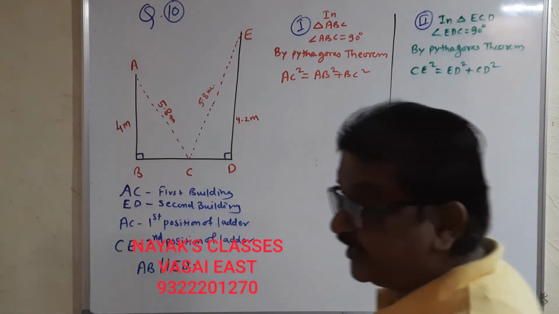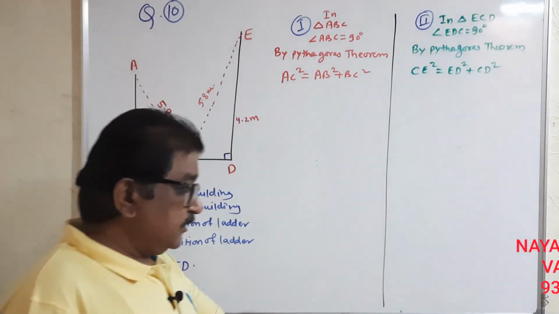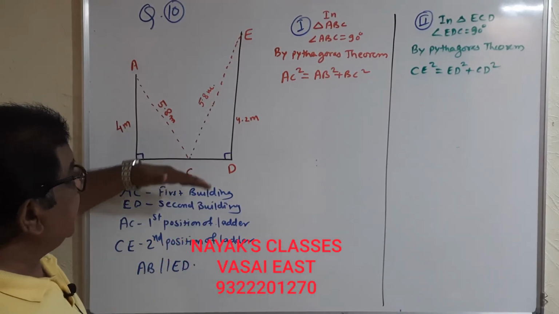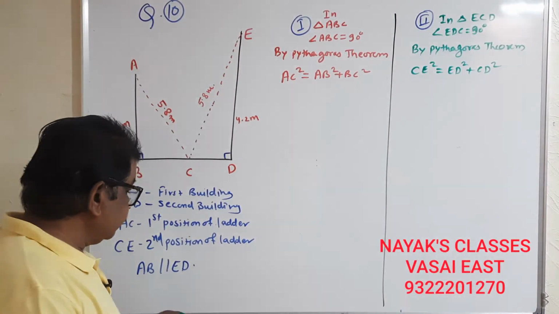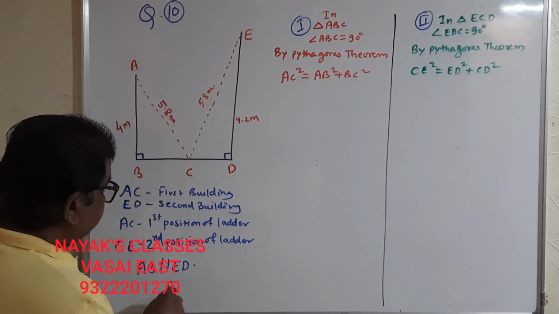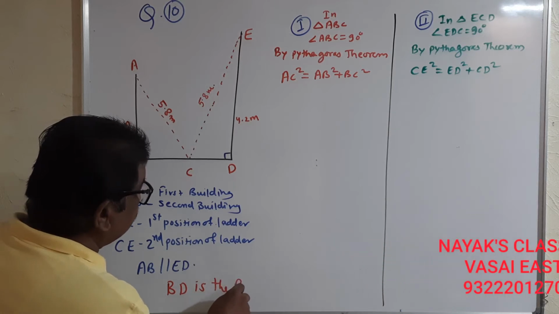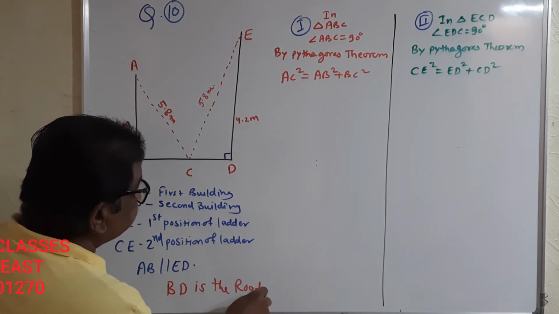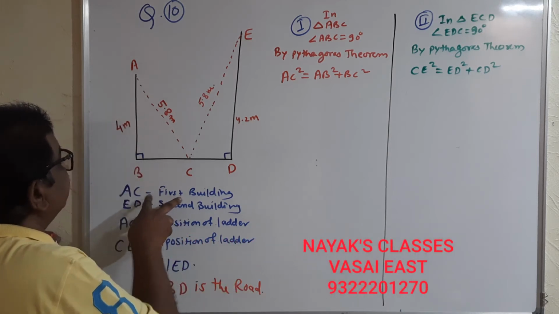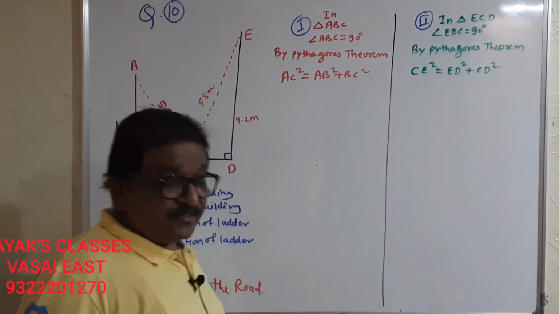And this is the 10th example of exercise 2.1. What they have said, BD is the road. And two buildings, AC and ED, are standing in front of each other.